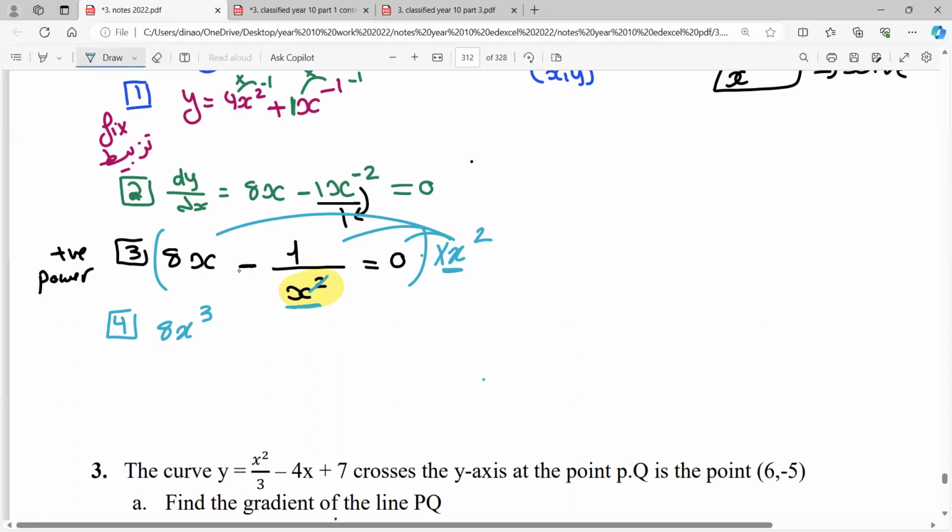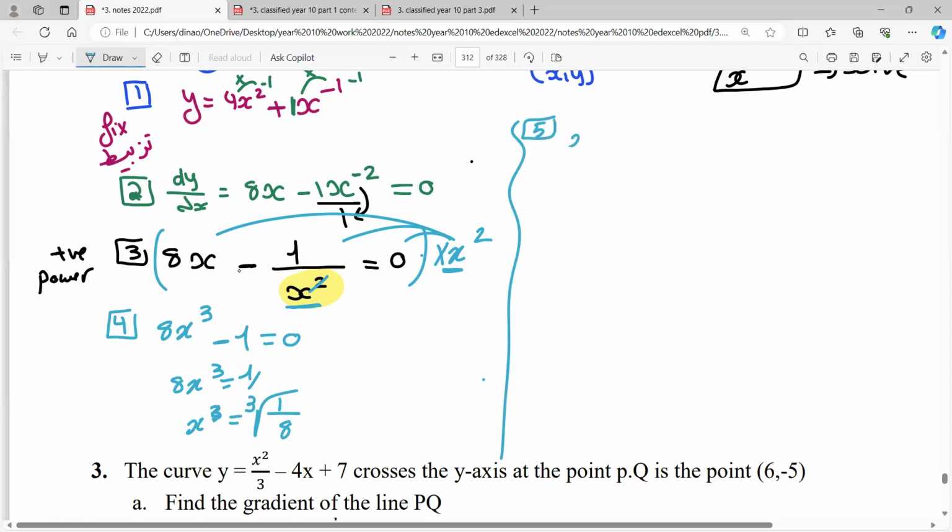Okay, let's write it properly. Negative 1 equals 0. Of course, how do I find the x? I will move the 1 to the other side, then move the 8 by division, and then of course take the cubic root. Basic solving, guys. So step number 5 will be the final answer, x equal to a half.